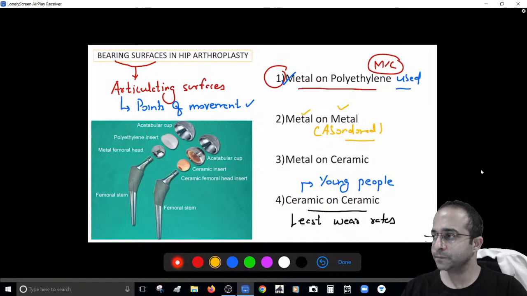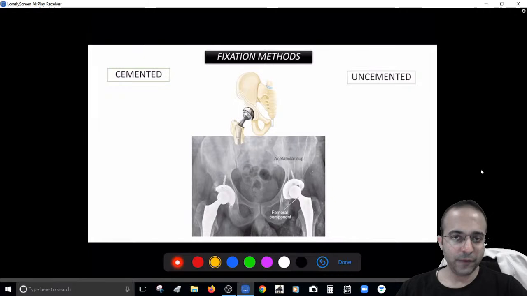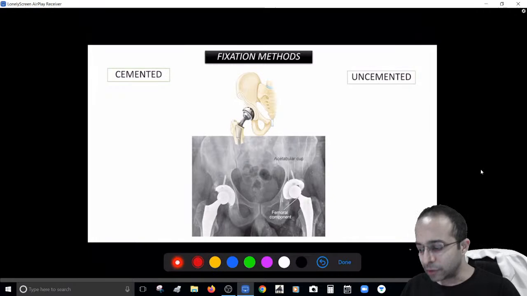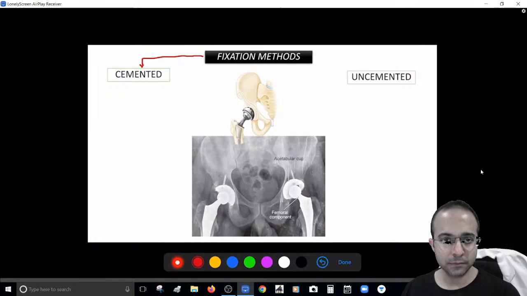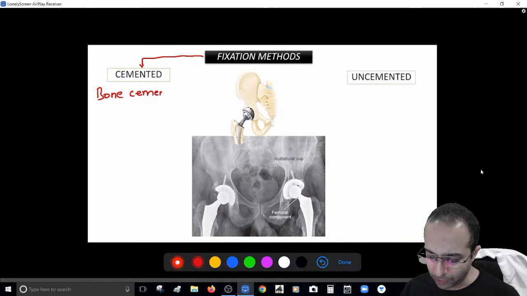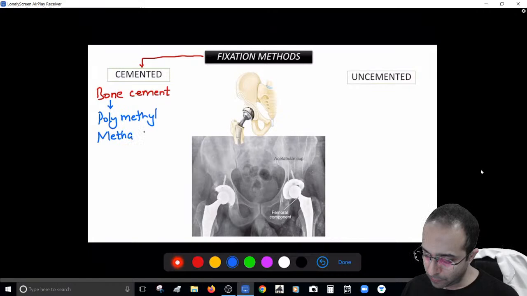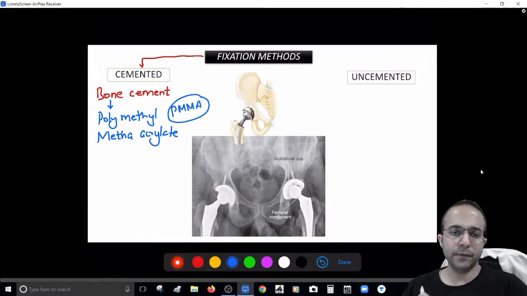Enough? Okay. Now, these prosthesis components have to be fixed; let us look at the methods we have. The conventional mode of fixation was to use something called bone cement. I think you are familiar with this word, bone cement. This is basically a chemical compound, which is nothing else but polymethyl methacrylate, PMMA. So this was the conventional fixation method that was used to fix these prostheses in the initial days.